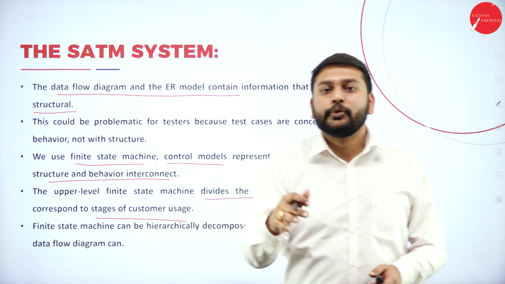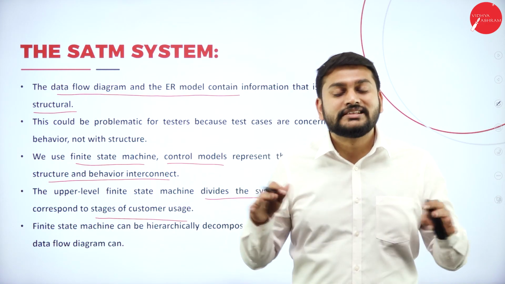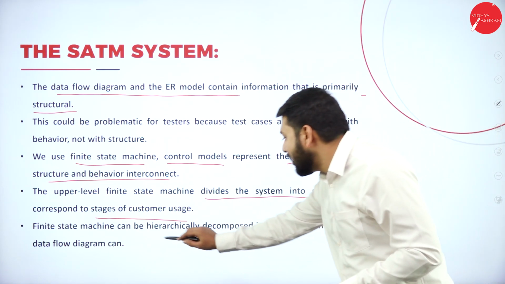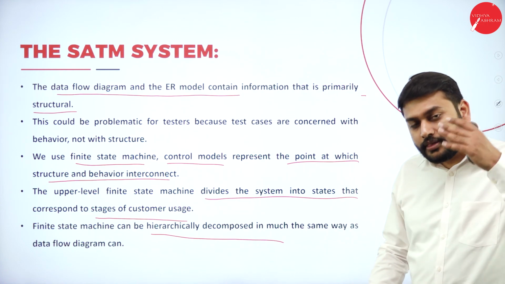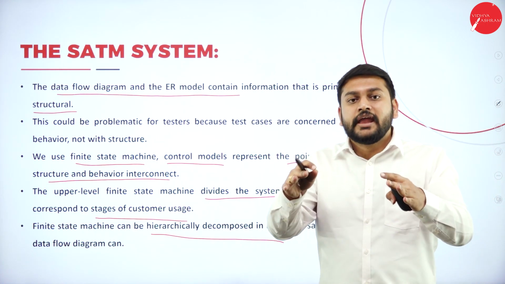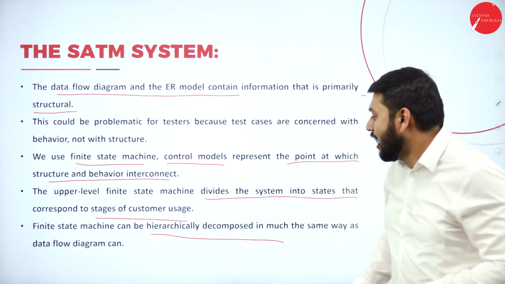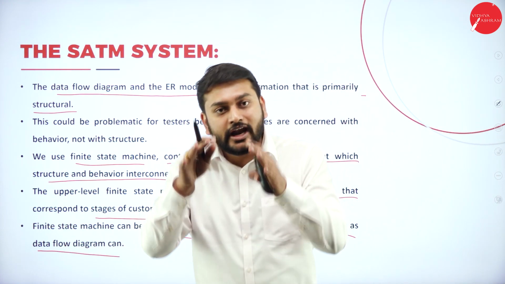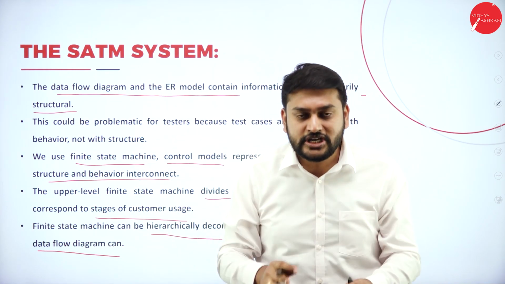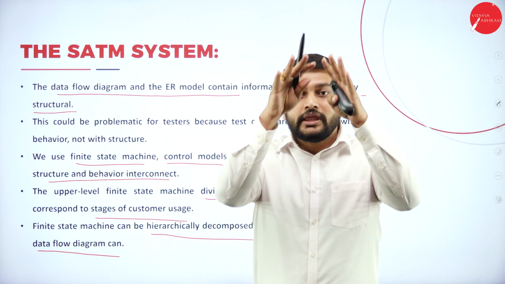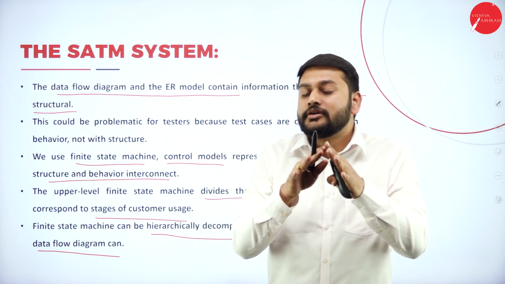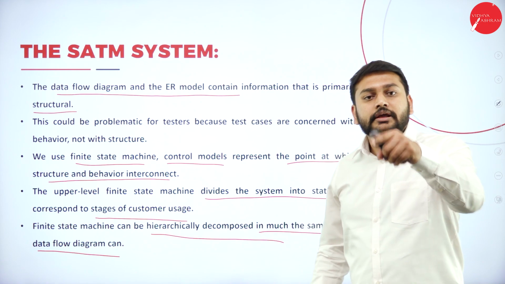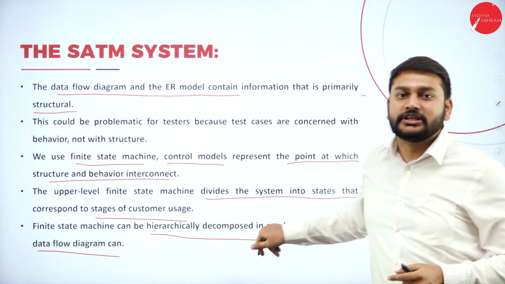We can also decompose the finite state machine diagram to understand the behavior in detail. That's what we are going to discuss. So the finite state machine can be hierarchically decomposed. That's what they are saying now. The finite state machine can be divided hierarchically, in much the same way as the data flow diagram can. How we have divided the data flow diagram, even the finite state machine diagram we can divide from high level to low level. That's what we are trying to say. Divide in the sense, decompose. I will speak about this point in the coming slides in detail with the diagram. So please remember this, write down this point.